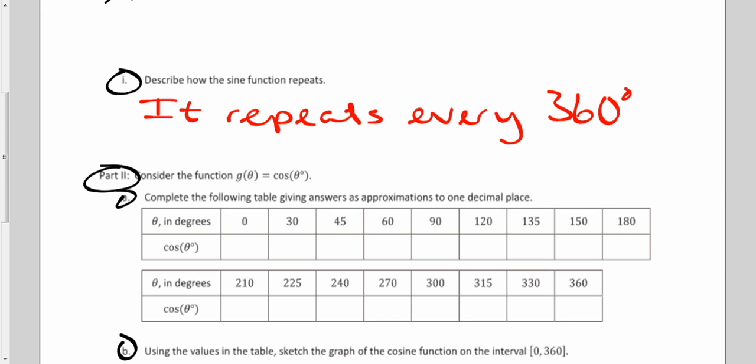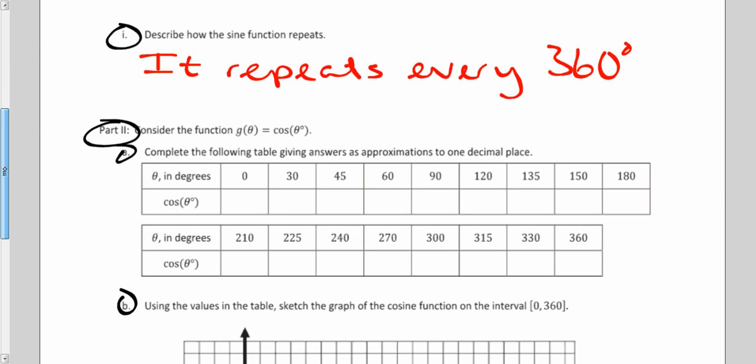All right, now we're doing cosine. I want you to do cosine on your own. Fill in the table, do the graph. I'll give you 5 minutes and then we'll talk.